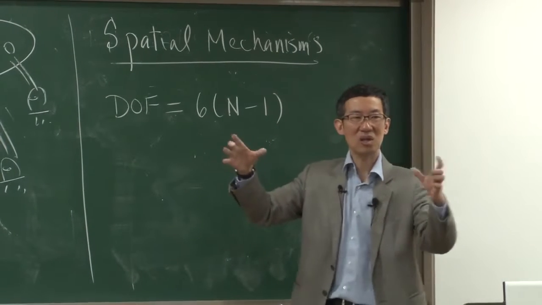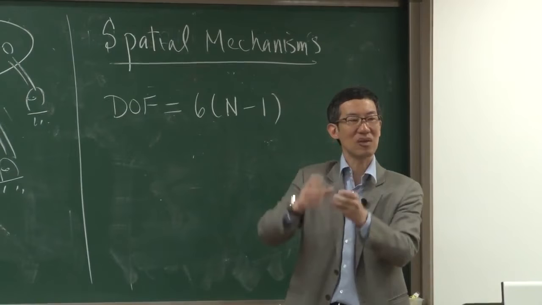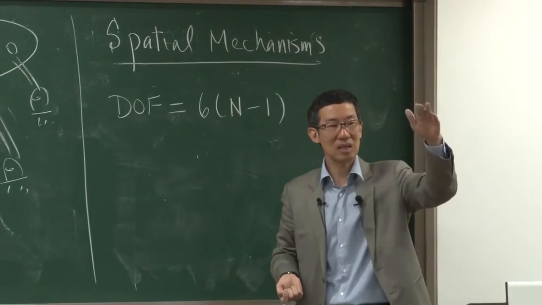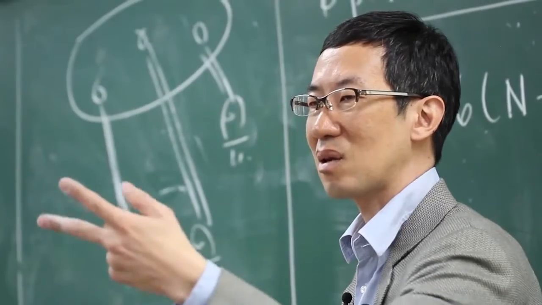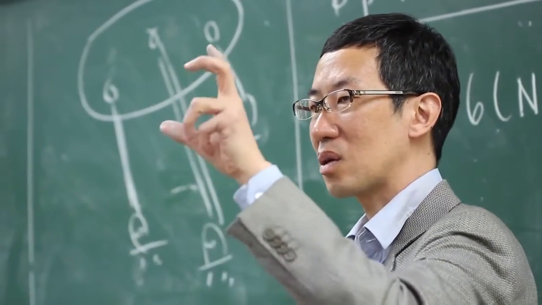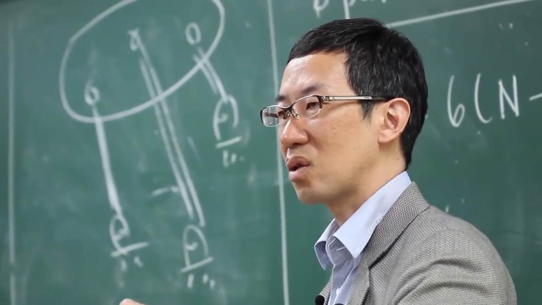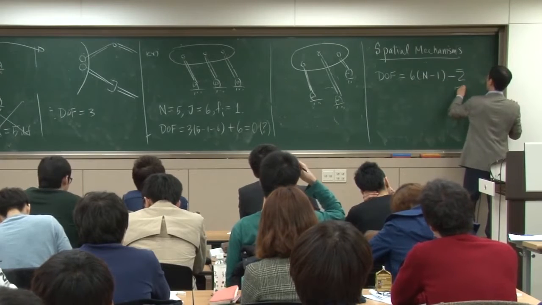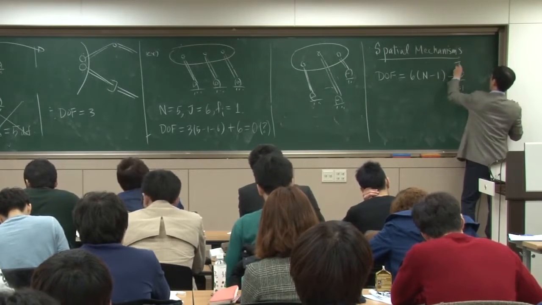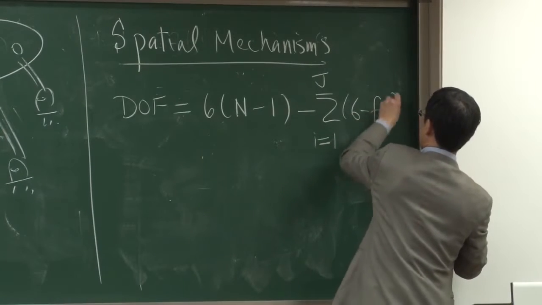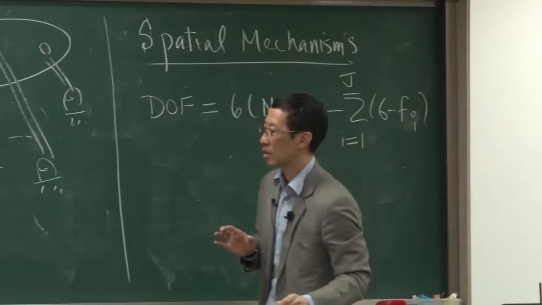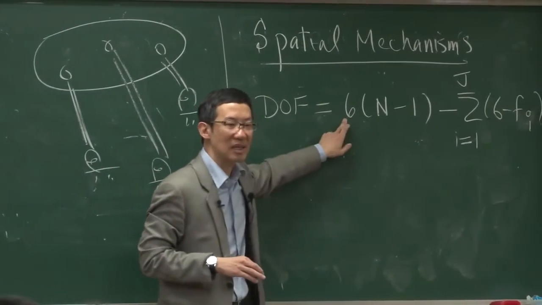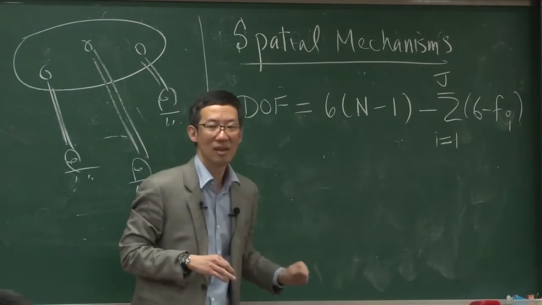Now, if we have a joint connecting 2 rigid bodies, what does it do? If it's a 1 degree of freedom joint, it reduces the number of parameters from 6 to 1. If it's a 2 DOF joint, it goes from 6 to 2, right? So we would have something like that. The only thing that's changed here is that we've replaced 3 by 6 for the spatial version.